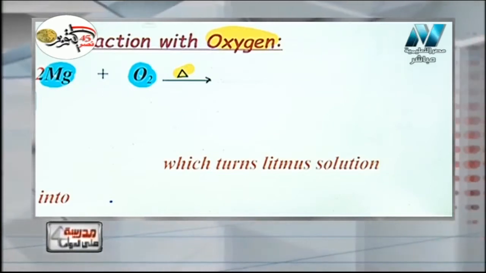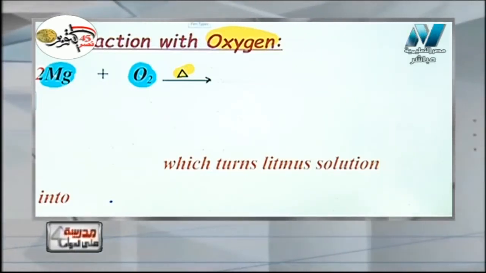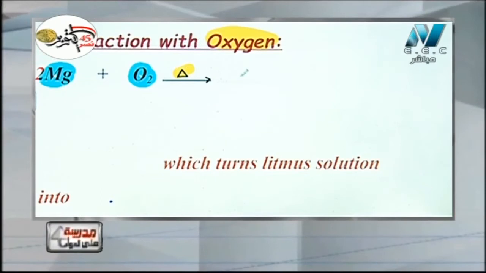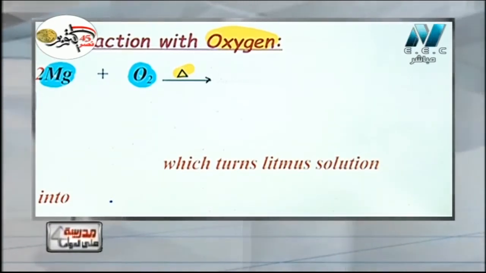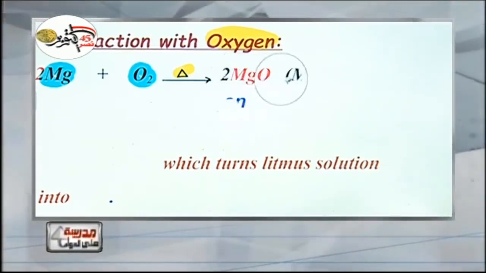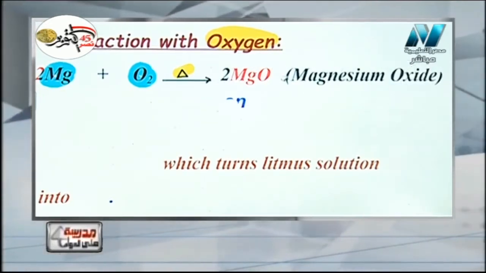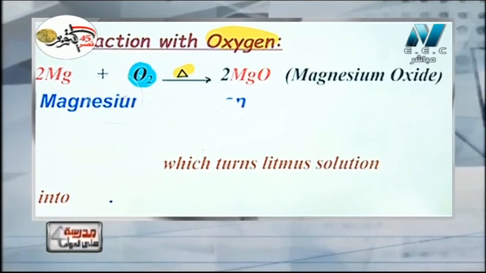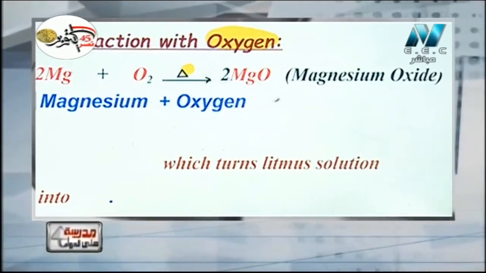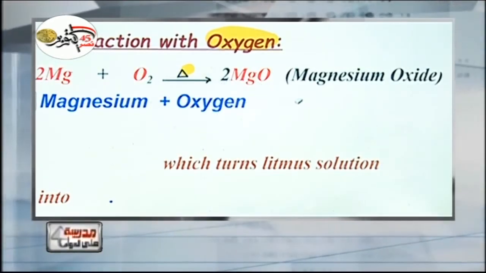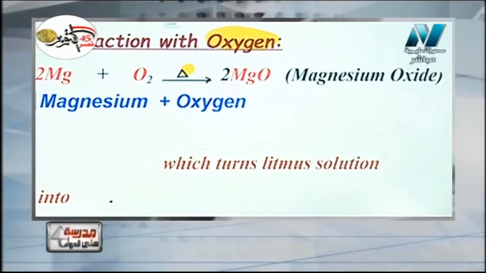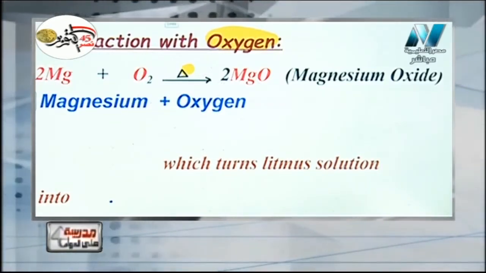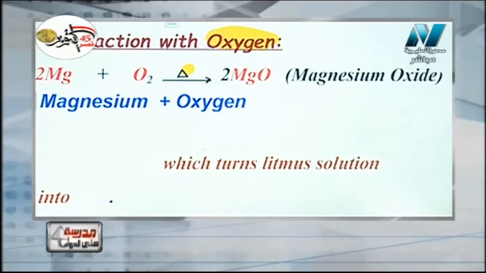Magnesium will combine with oxygen, the atmospheric oxygen, producing what? Producing magnesium oxide. So we have here magnesium with oxygen producing magnesium oxide. We can talk about this compound: magnesium oxide is called what?